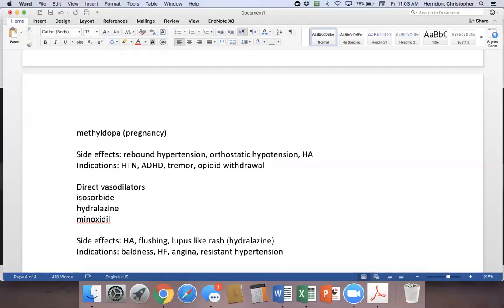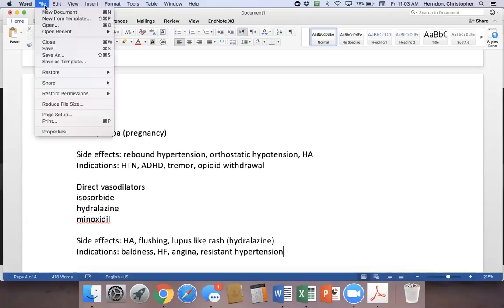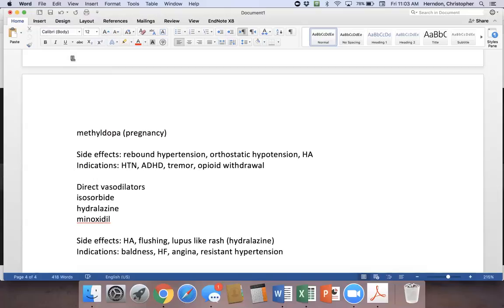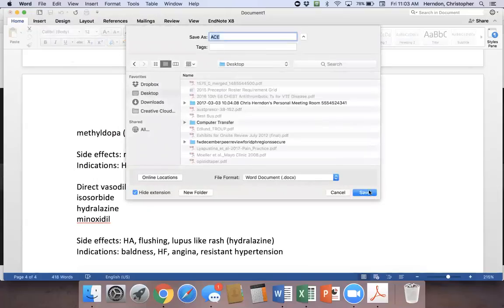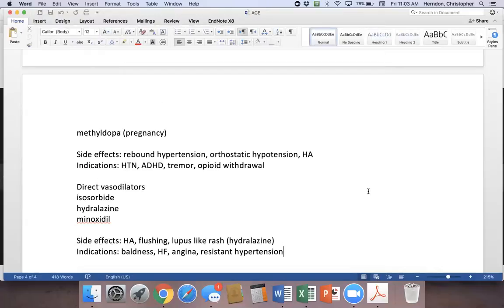Entresto, the new class. Wait, that's not a blood pressure drug. Oh, for heart failure. That's a heart failure drug. What is it? It's valsartan. So we know what valsartan is. What's the other part? Sacubitril. And what does that do? It's a neprilysin inhibitor, which does what? Affects bradykinin. Good. Okay, I will send this to you guys.